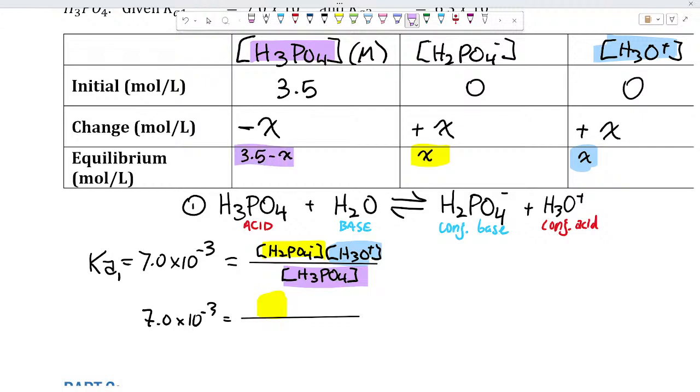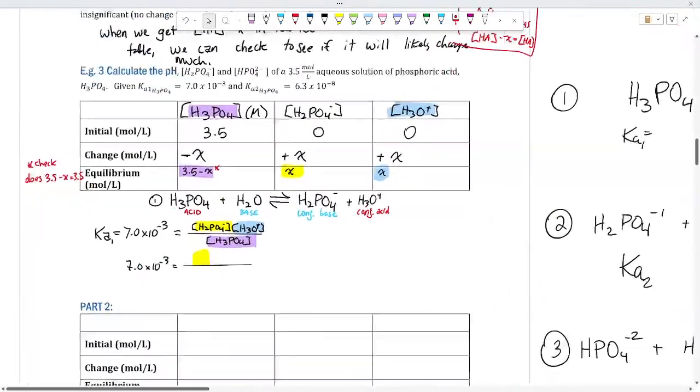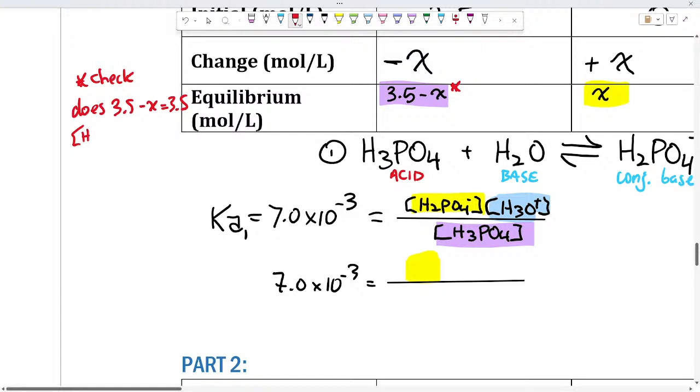But now I want you to look. This equilibrium constant is a pretty small number, right? So it's telling us that not much of this is going to dissolve. We can do our check down here. And quickly I go over here and I say, let's just check. Does 3.5 minus X equal 3.5 to 2 sig figs? And again, what do we do to check? We divide the concentration of the acid by the Ka, and we see if it's greater than 500. And if that's true, then we're good to go.